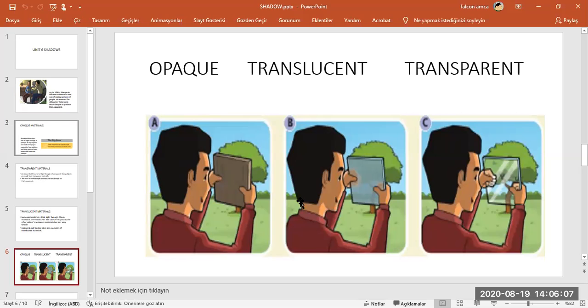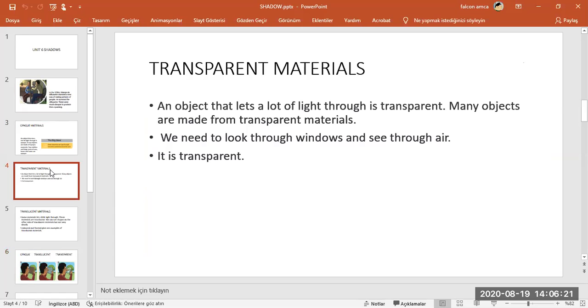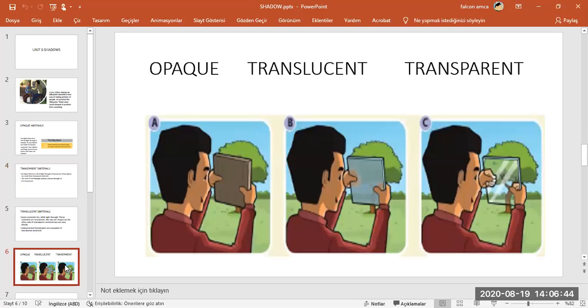And the other one, transparent. Here, C, transparent materials. Let's learn the definition of transparent. Transparent: an object lets a lot of light through it, and you can see the other side. When you look through a window, you can see the other side. A window is a good example of a transparent material. As you see in this picture, C is the transparent and A is the opaque material.